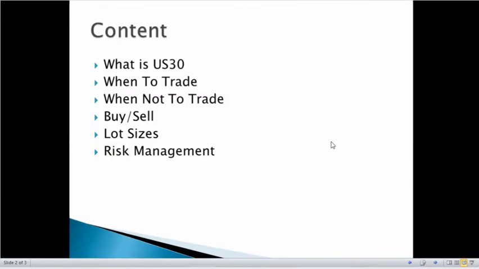So you expect to trade it in the US session, right? Very simple. And then what do you do now? Since you know when to actually start looking for opportunities, how exactly are you going to find opportunities? So you need something that's called a trading strategy. You need a trading strategy.